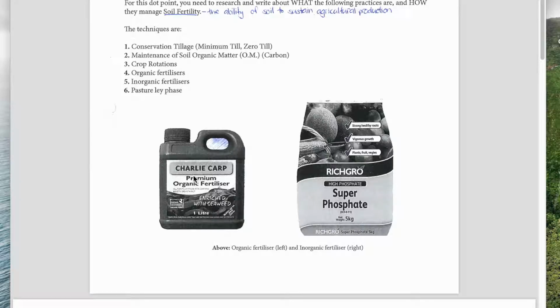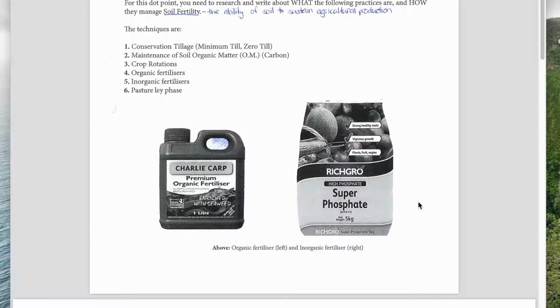The one on the left is called Charlie Carp, and it's basically carp, the fish, which are a pest in river systems in Australia. And so they're harvested and taken out of the river and killed and crushed up, and they become a really good quality fertilizer. And obviously it's organic, because organic means it comes from living things.